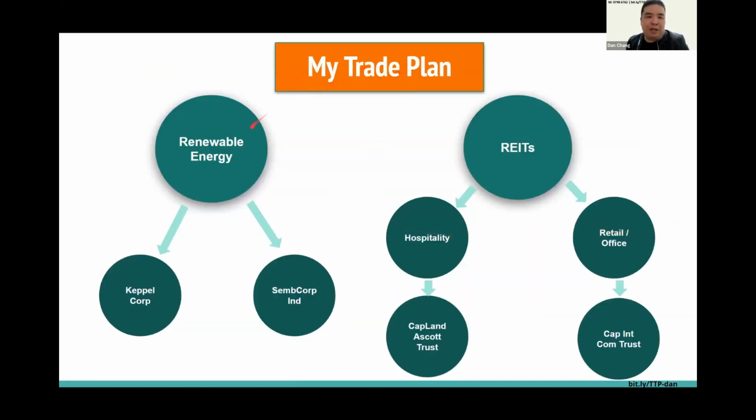So this is my trade plan in general. As I want to say again, this may not be the best trade plan, but I hope I have provided some investment ideas to you, and hopefully all this information is helpful to you when you come to formulate your own trade plan.